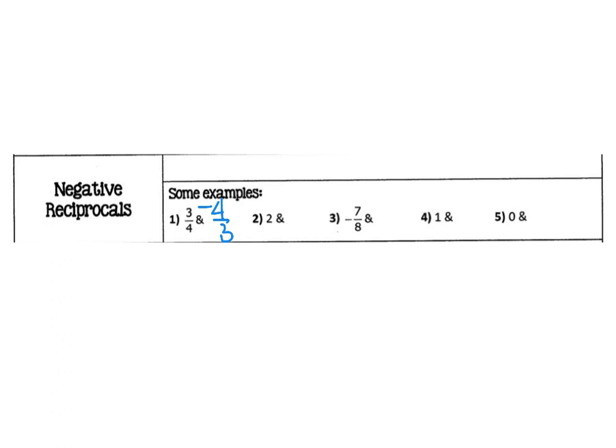Now, anytime we have whole numbers, so like in number 2, we have 2. I want you to think of 2 as 2 over 1. Any whole number can be turned into a fraction if we put it over 1. So if we wanted to flip it and change the sign, we would flip it and say 1/2 and make it negative. Negative reciprocal of negative 7/8. Well, we flip it and make it 8/7, and now it's positive.